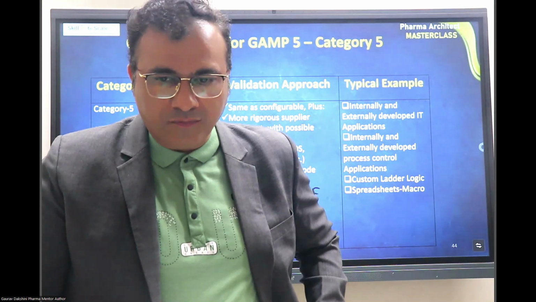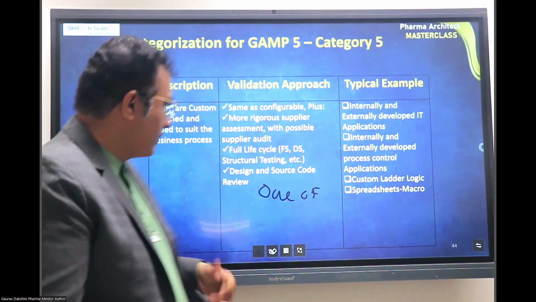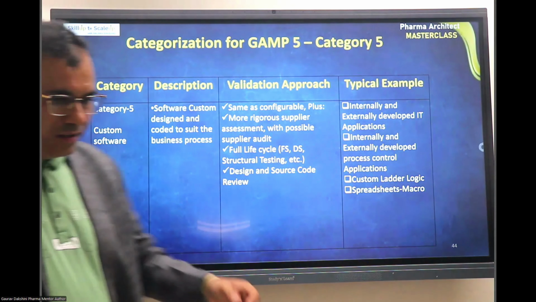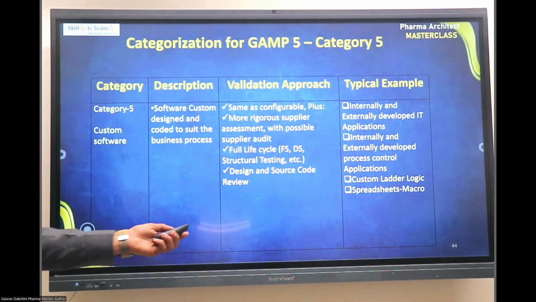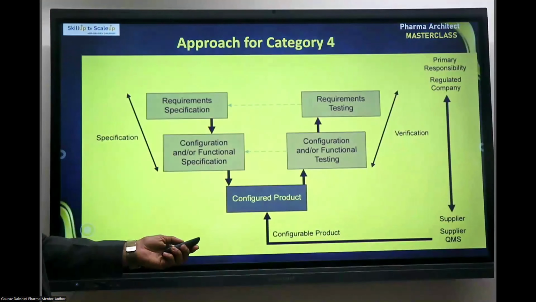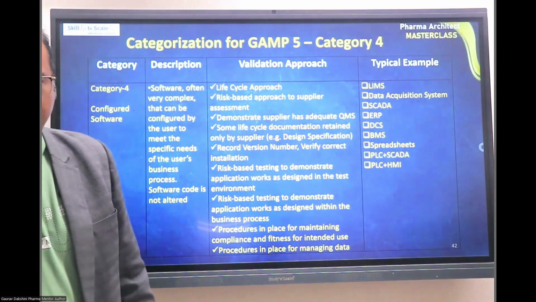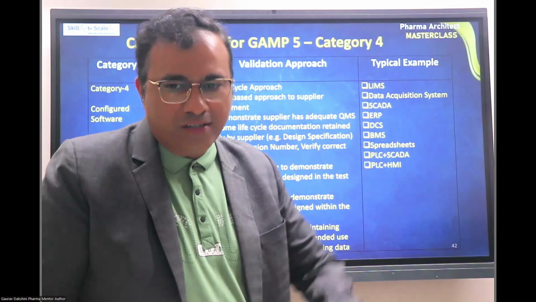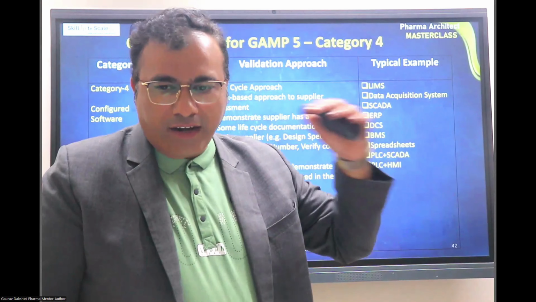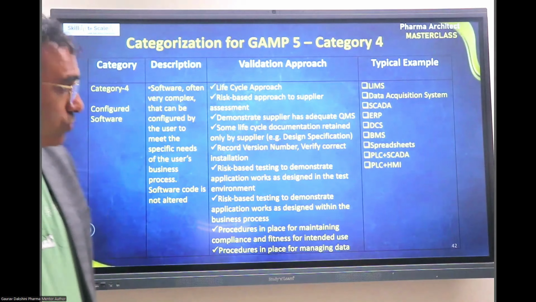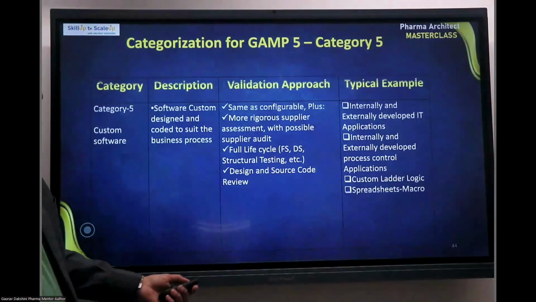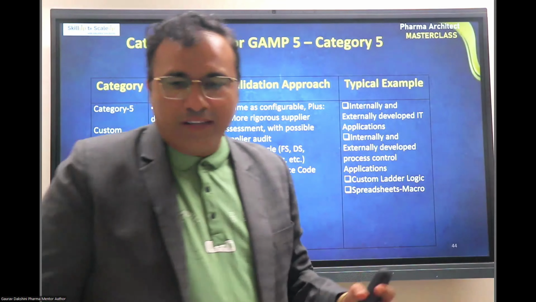SAP. SAP is already a part, no? We discussed that SAP is already a standard system, which we already discussed here, right? That is ERP, which is already a part of your GAMP category 4, which is clearly designed and implemented. So category 5 is like a customized system.